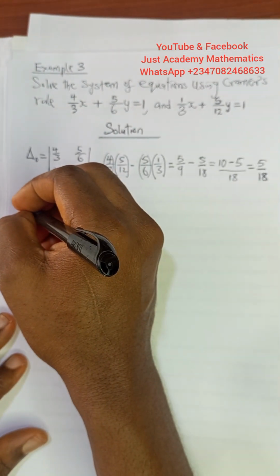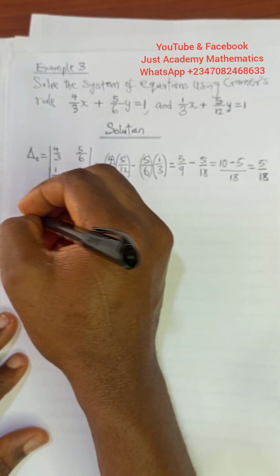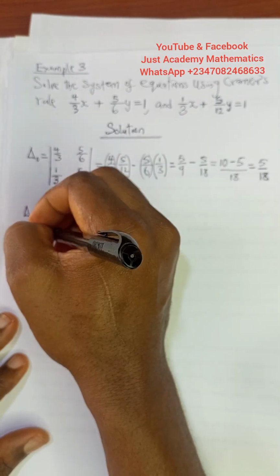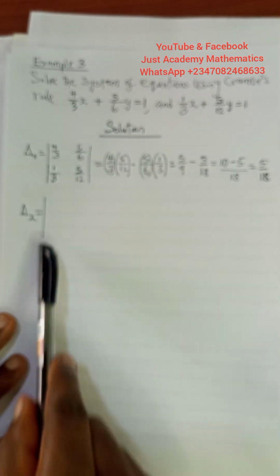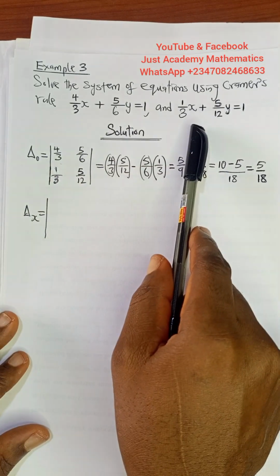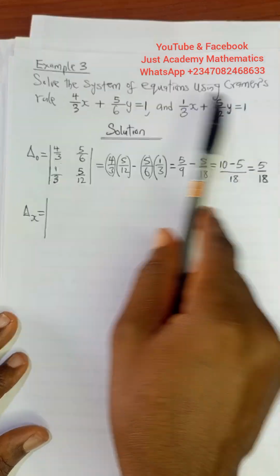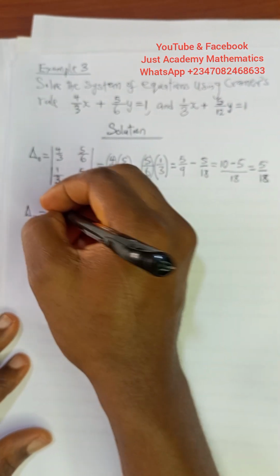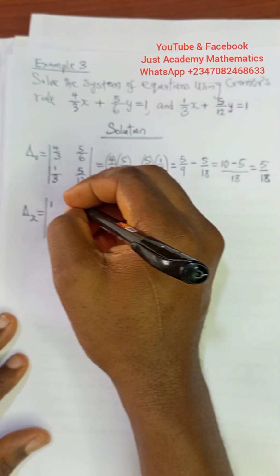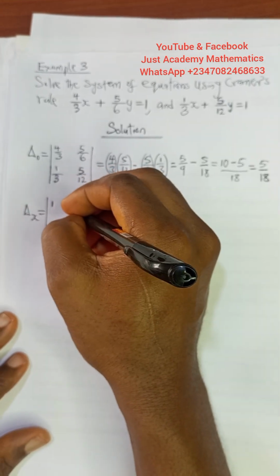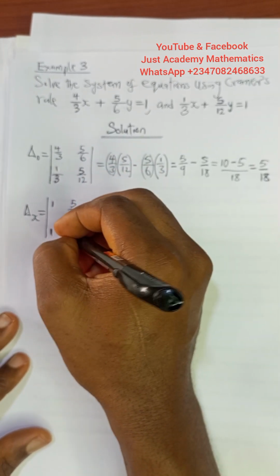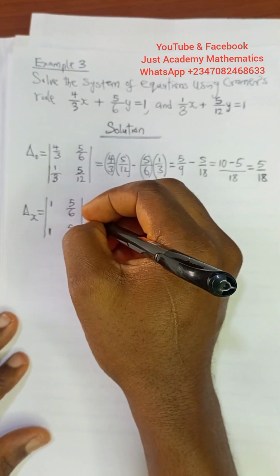So the next one is for us to go for what? Changing x. For changing x, we replace the x column with the constant. Notice that the two constants is 1, so we have 1 here, we have 1 here. We return the y column, which is 5 over 6 and 5 over what? 12. So let's go for the determinant.